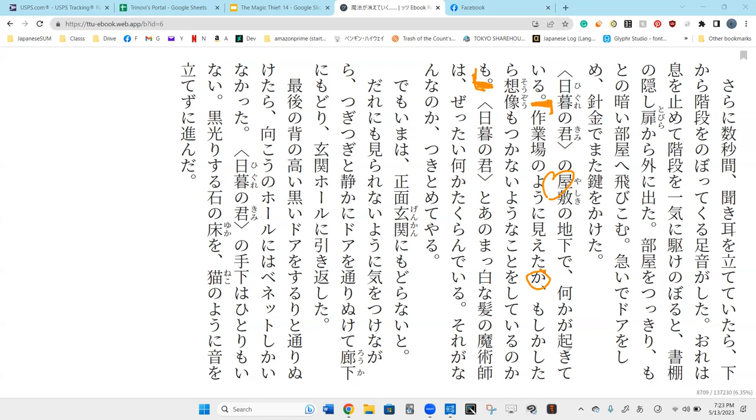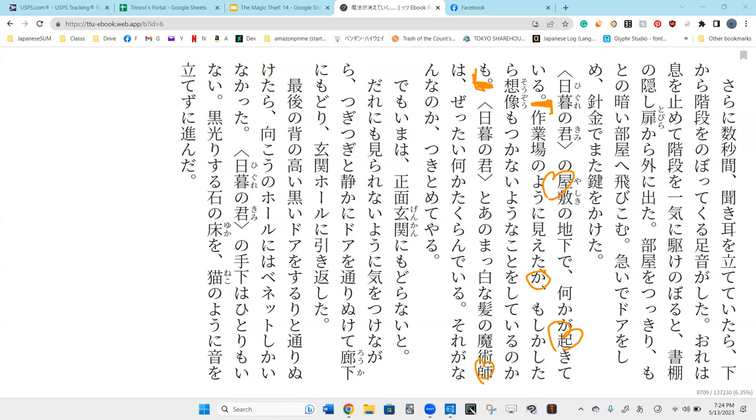Moshikashitara, sozo mo tsukanai yo na koto o shiteiru no ka mo. It ends with kamo, meaning perhaps. And it starts with a perhaps as well, with moshikashitara.